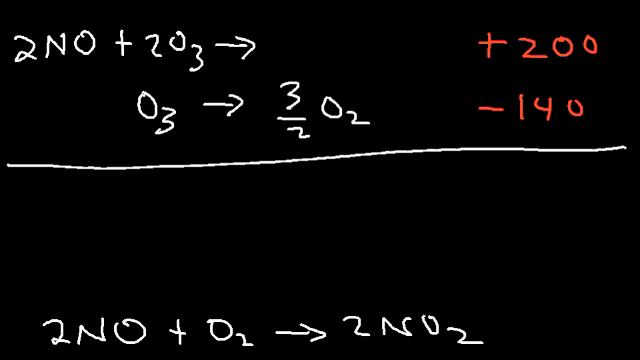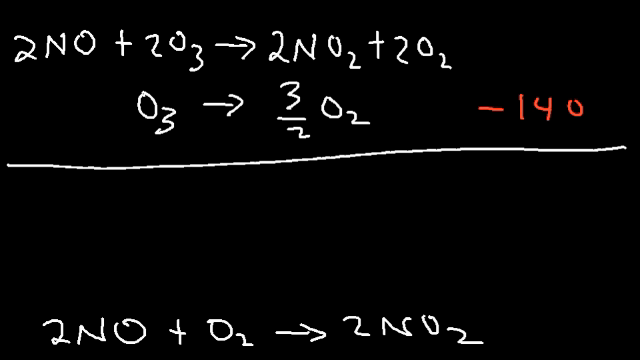Now, on the left side, we had NO2 plus O2. So we're going to multiply by 2 and put it on the right side. So 2NO2 plus 2O2. So now we have to change the enthalpy for that reaction. Because we reversed it, the sign is going to change from positive to negative. And we multiplied by 2, so it's going to be negative 400.